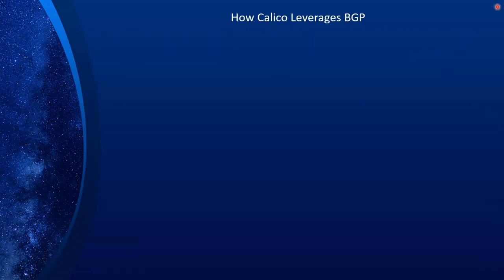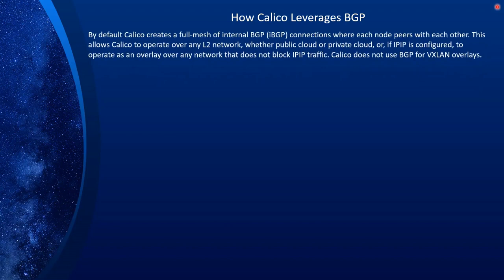Now let's see how Calico actually leverages BGP. When we install Calico, by default, it creates a full mesh of internal BGP connections. And the way it does it, it peers every node with every other node. And that's how we have a full mesh. So any route changes happening on one node are reflected immediately in every other node. So they will be aware of that.